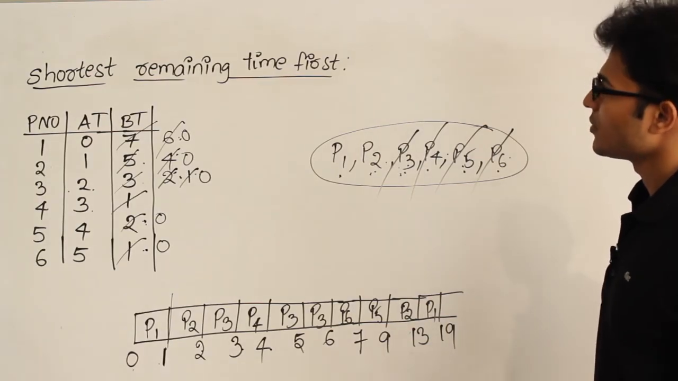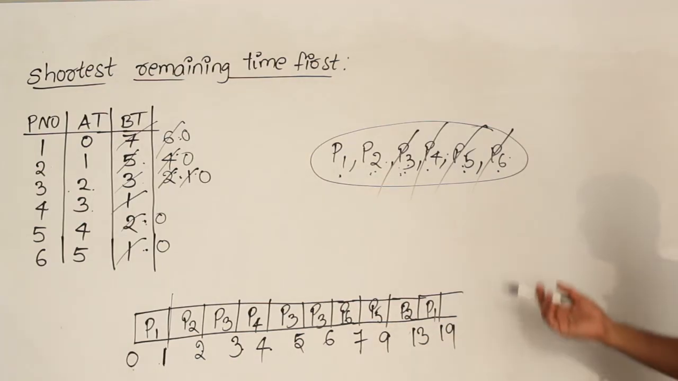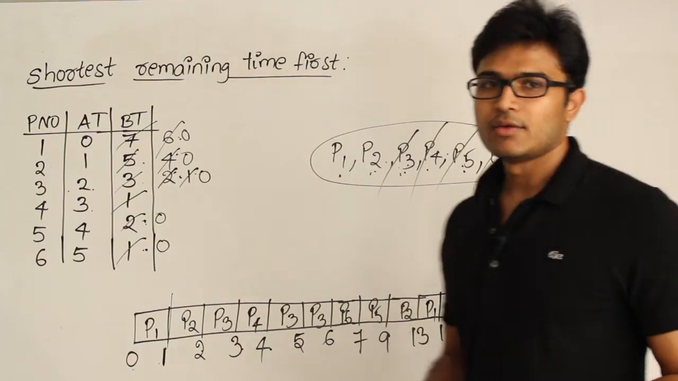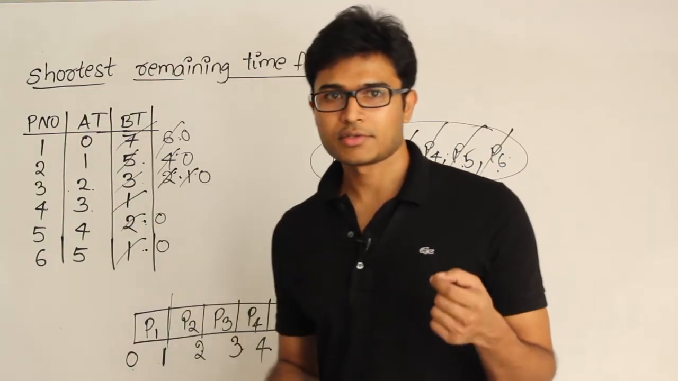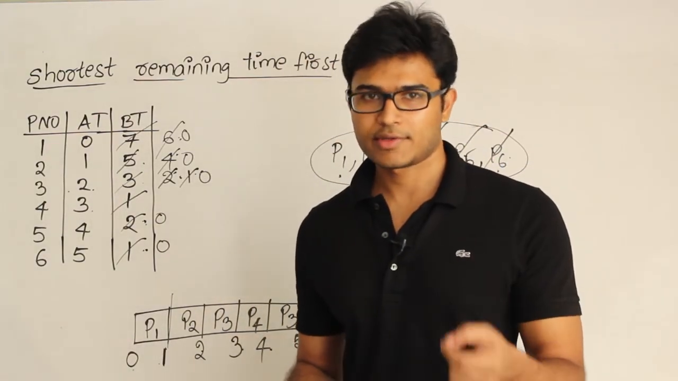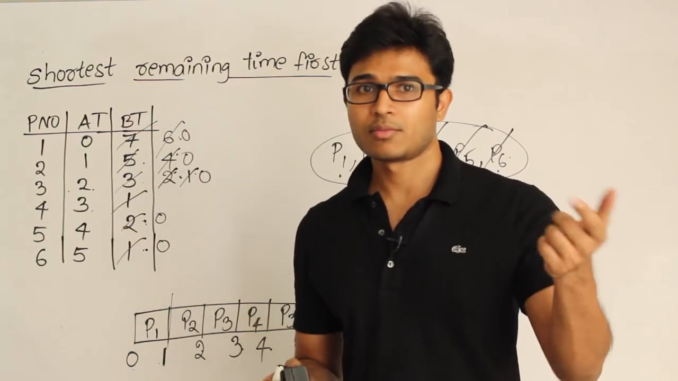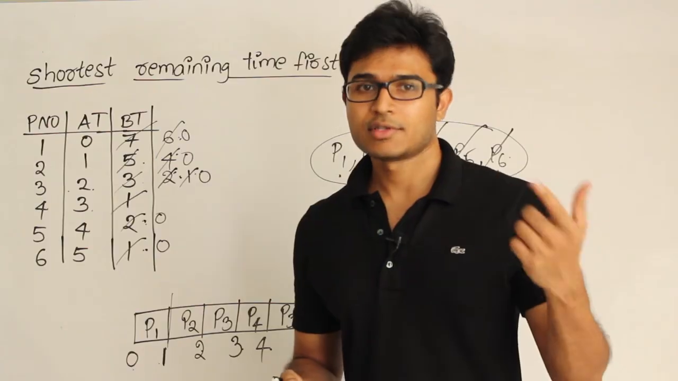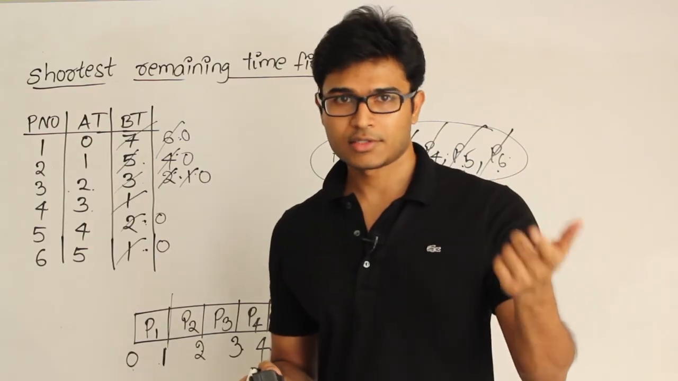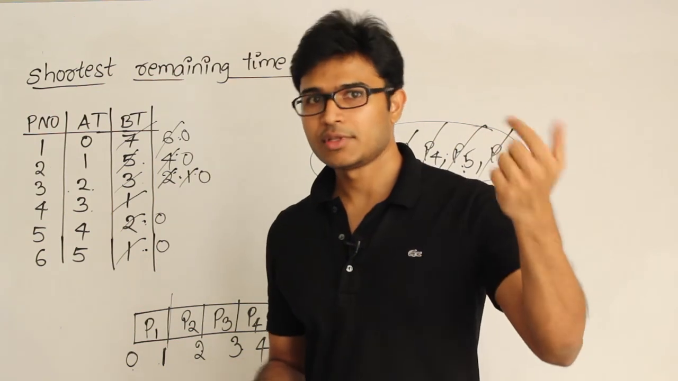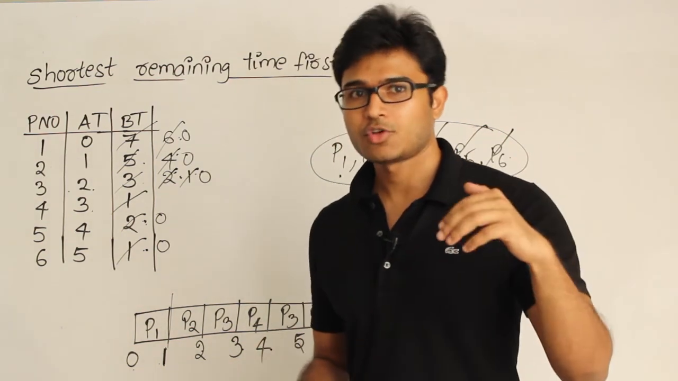Got it? So this is how you could implement shortest remaining time first. The concept is like this: even though you are picking the best one, the shortest one, at some point you just execute it for 1 unit and check if there is any better process available. If any better process is available, having a burst time less than the remaining time of this process, then preempt it and continue with the other one.